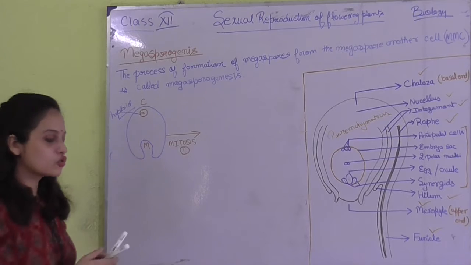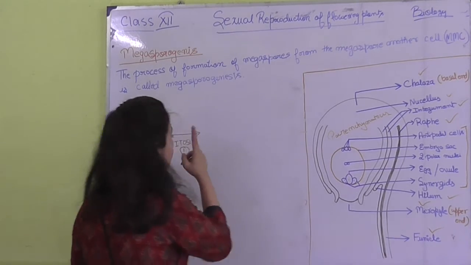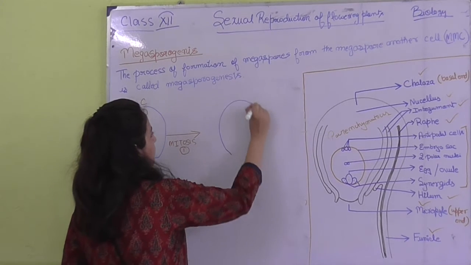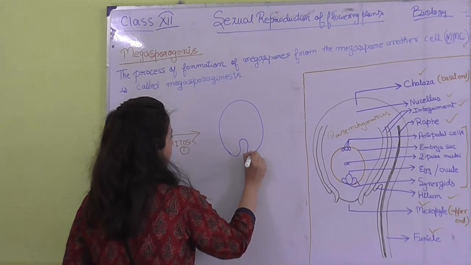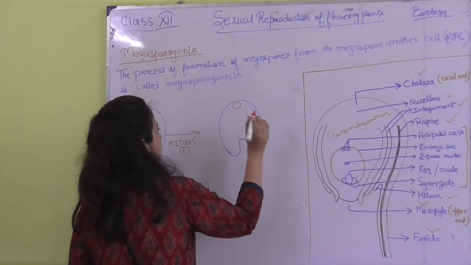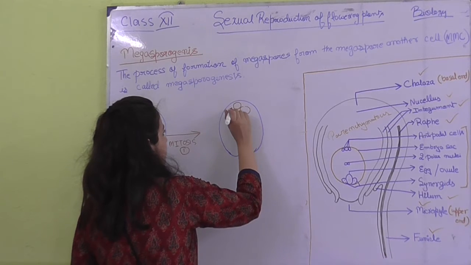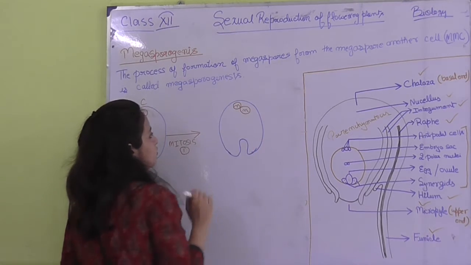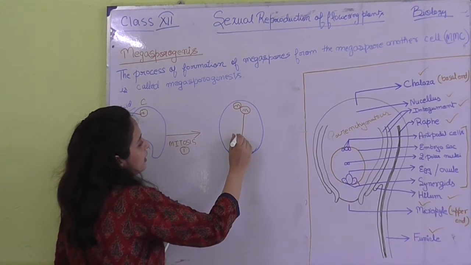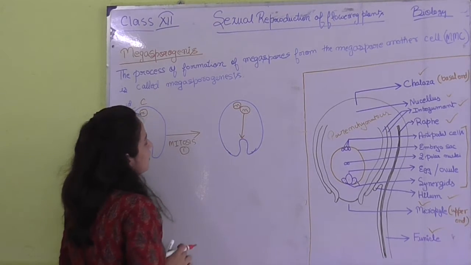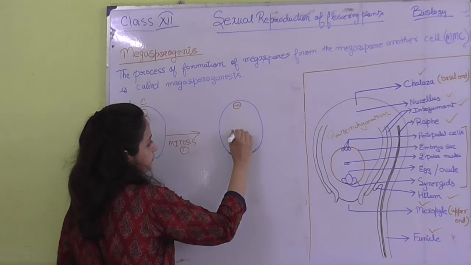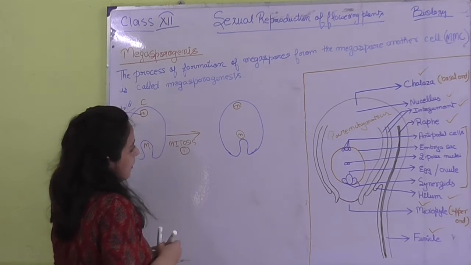It will form two nuclei. The megaspore nucleus will form two nuclei, one here and one here. These two are formed from mitosis 1. So what will happen? This nucleus will come towards the micropylar end. So we will draw it here. Okay. So what will happen now?